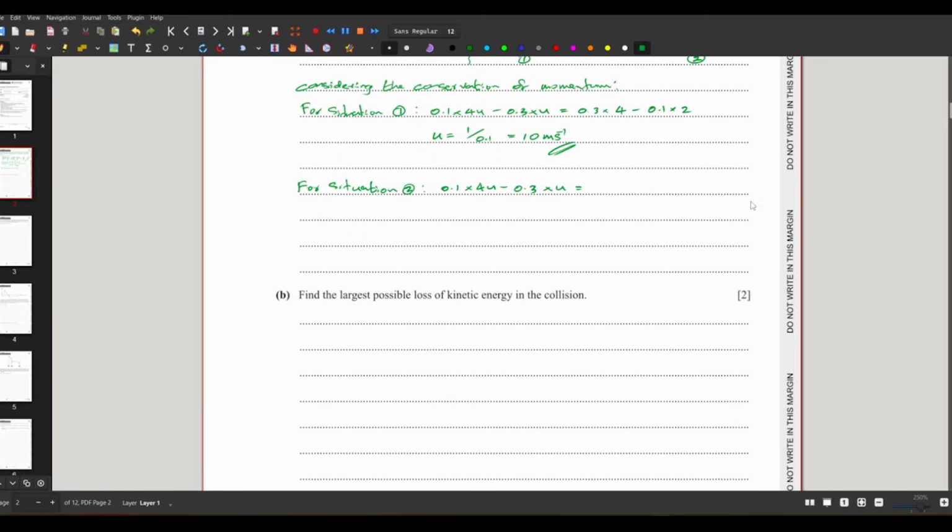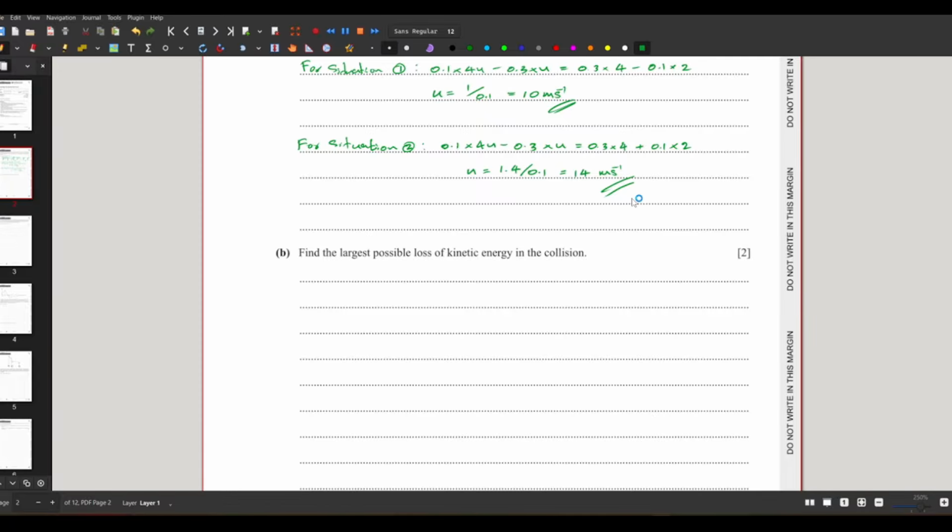So 0.3 times 4 plus 0.1 times 2. Okay, so in this case, on the right side you will have 1.4. So you can write u equals 1.4 divided by 0.1, which is 40 meters per second. Okay, so that part is done.